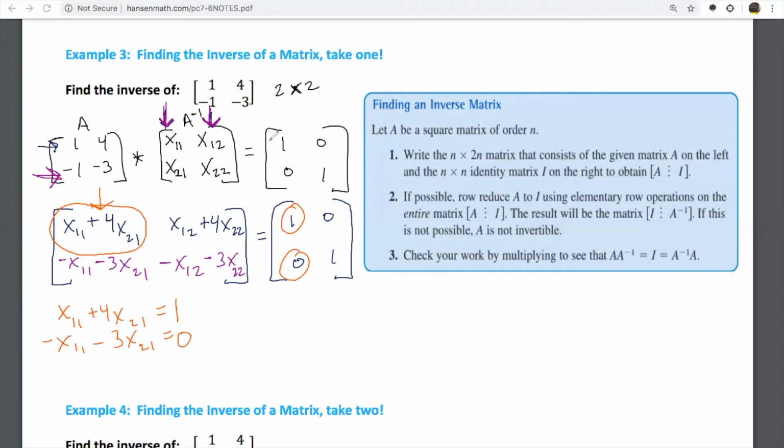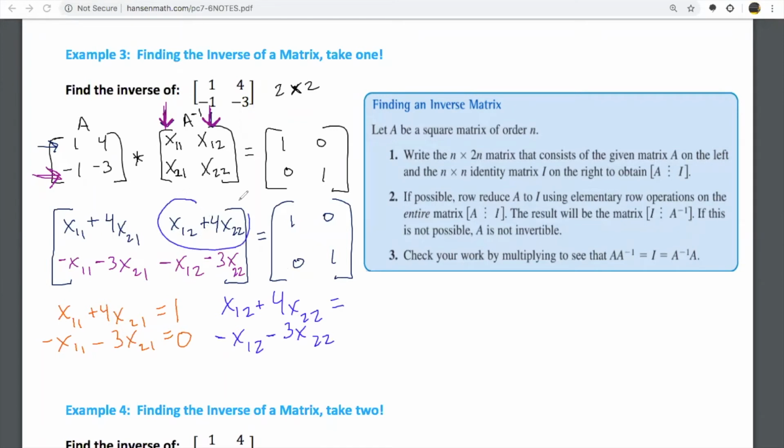Okay? Now, on column 2, I've got to get back to my pen. I've got x12 plus 4x22, that's coming from here. And underneath that, I have negative x12 minus 3x22, and respectively, this position equals 0, and this position equals 1.